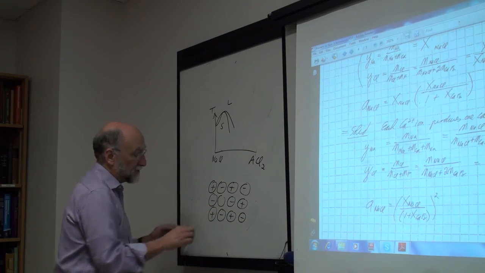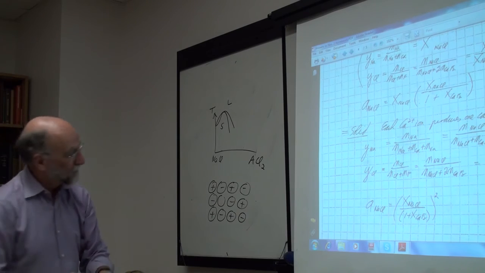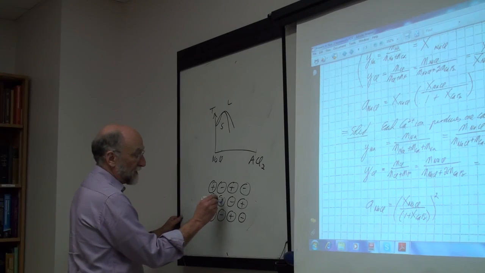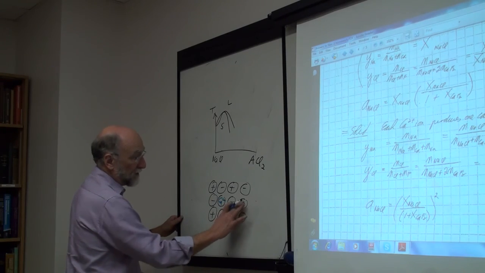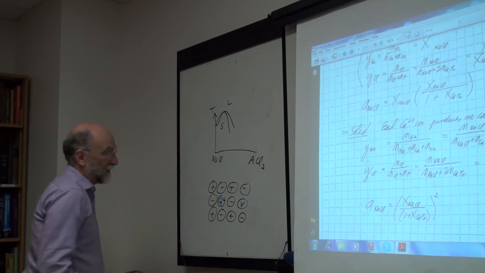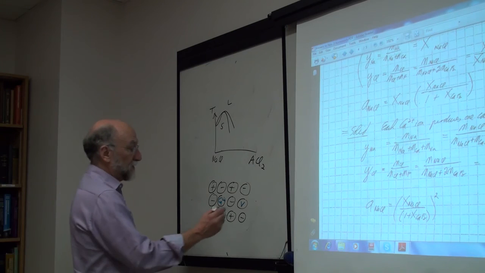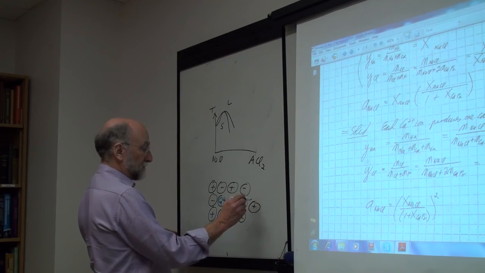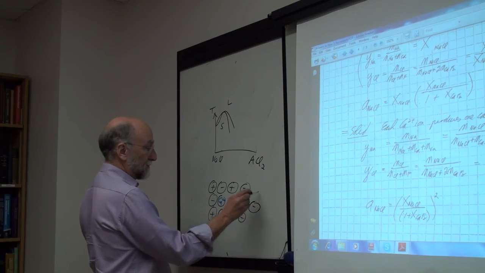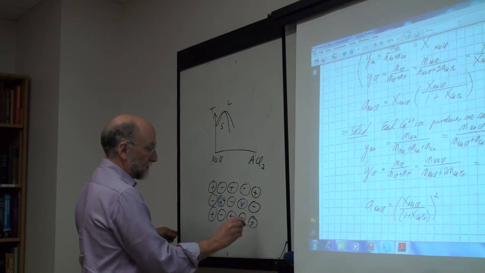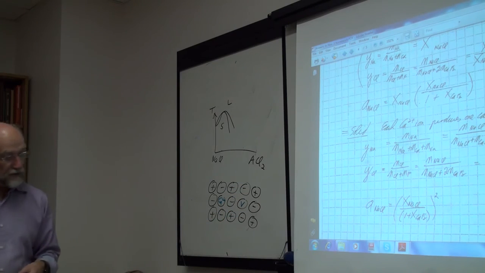So here you have your calcium ion, and over here you have your vacancy. And those vacancies and the calcium ions tend to go off and form their own separate regions, because that maximizes the entropy.